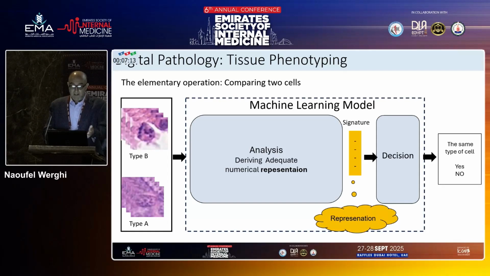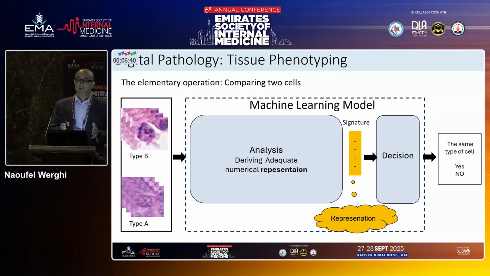In my research, I've been very much affected by this kind of vision. And all that I will present right now is in this direction: how we can come up with the best representation to solve our problem of tissue phenotyping. So if you are going to design a machine learning model to solve this problem, we have here two types of cells, type B and type A. And we want the system to tell us whether they're the same or not. This is our model. But as you can see, 90% of it is about deriving the best representation.